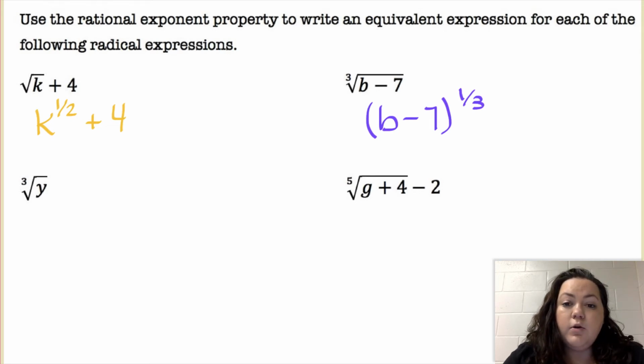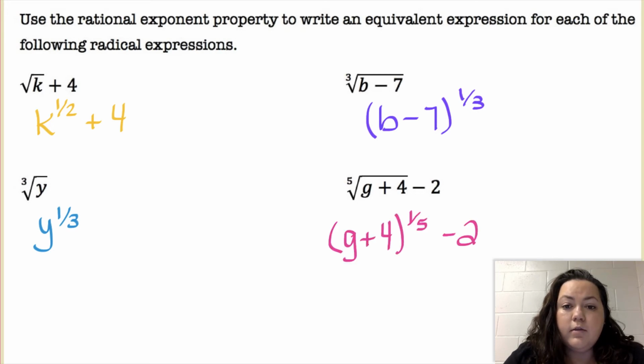The cube root of y. My exponent is 1, my index is 3, exponent over index, so it's going to be y to the 1/3. For this one, I have g plus 4 within the radical, and it's a 5th root, and it's all to the first power, so it's going to be g plus 4 raised to the 1/5, and then I'm just going to bring down that minus 2. I'm just rewriting them, and they're still equivalent, they just look different.